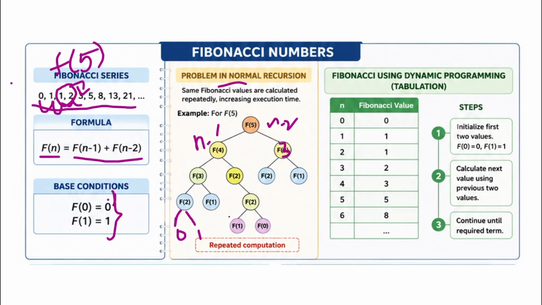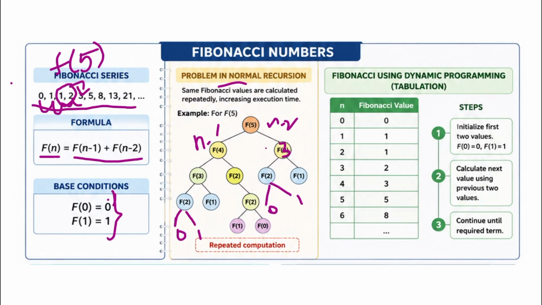Some edges are missed here. So this is the base condition. The function divides again and again, still reaching the base condition 0 and 1, f of 0 and f of 1. If you reach the value f of 0 and f of 1, then return that value, right? So this is the normal recursion method.